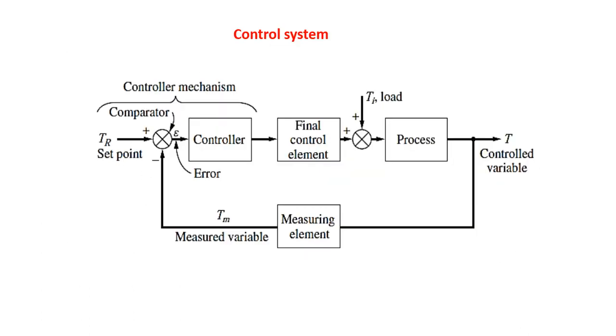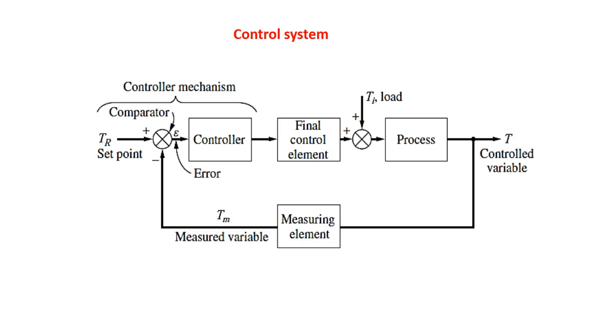Now this is the final overall block diagram of your control system. Again, it comprises 4 units. One is the process, on which you are applying your control system. From that process, we have a controlled variable. For example, here we need to control the temperature, so temperature becomes the controlled variable. That controlled variable is measured with the help of the measuring element. It produces a signal Tm.